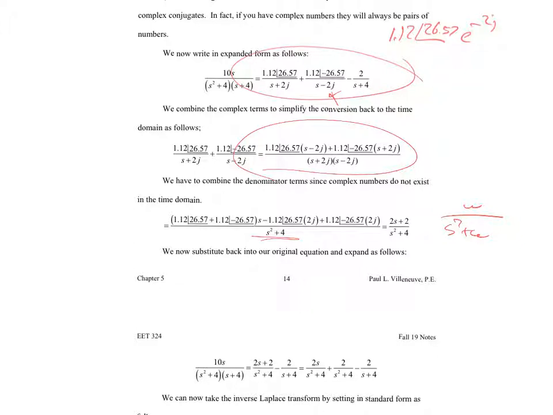So this is one method to solve if you have essentially complex roots. Because when we did the quadratic equation, we had s squared plus 4. If we do the quadratic equation, we have plus or minus 2j, which means we have complex roots. So if we have complex roots, this is method number 1.